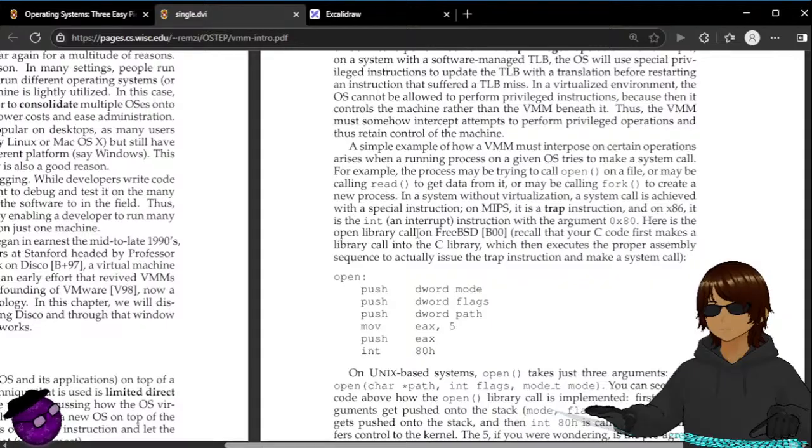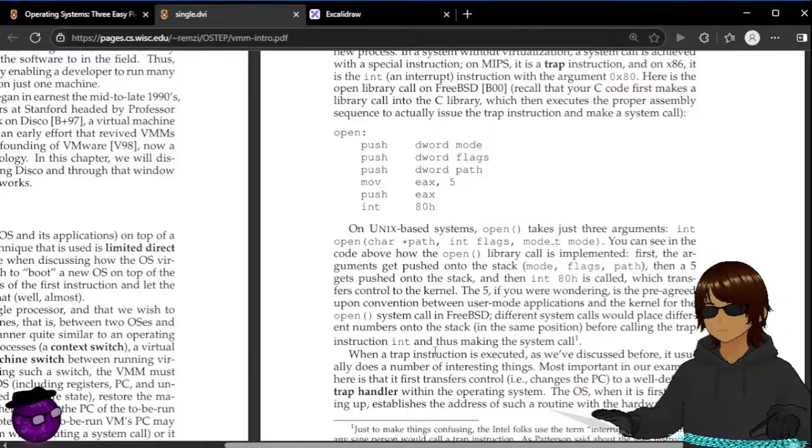Here is the open library call on FreeBSD. Recall that C code first makes a library call into the C library, which then executes a proper assembly sequence to actually issue the trap instruction and make a system call. So open does: push dword mode, push dword flags, push dword path, move eax 5, push eax, and int 80h. On Unix-based systems, open takes just three arguments: int open(path, flags, mode). You can see in the code above how the open library call is implemented.